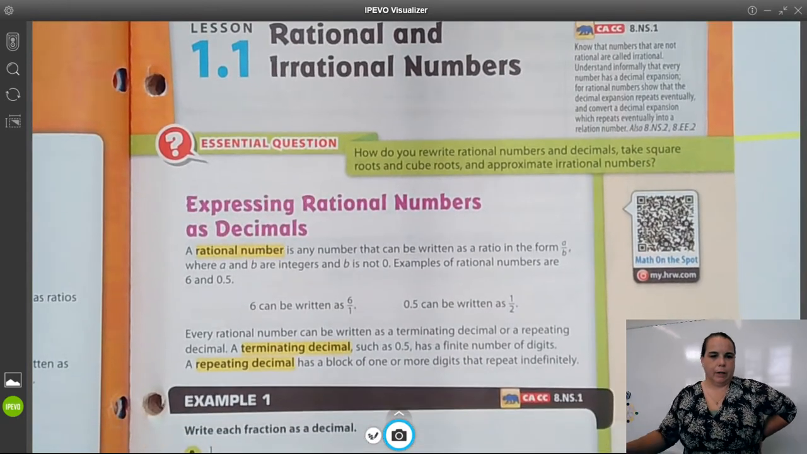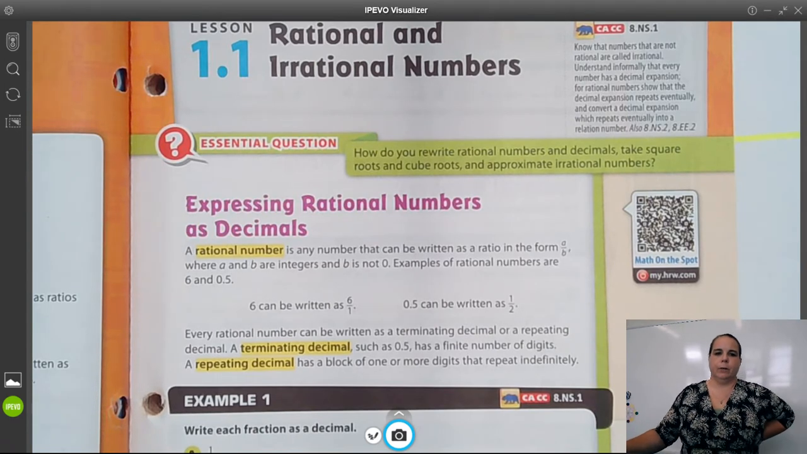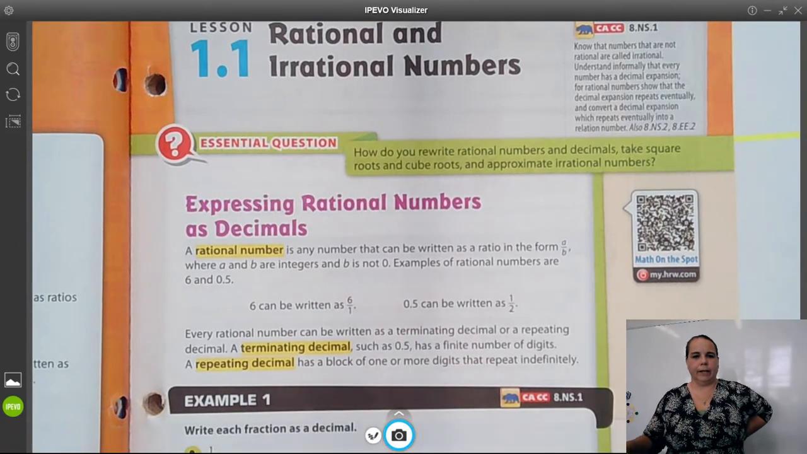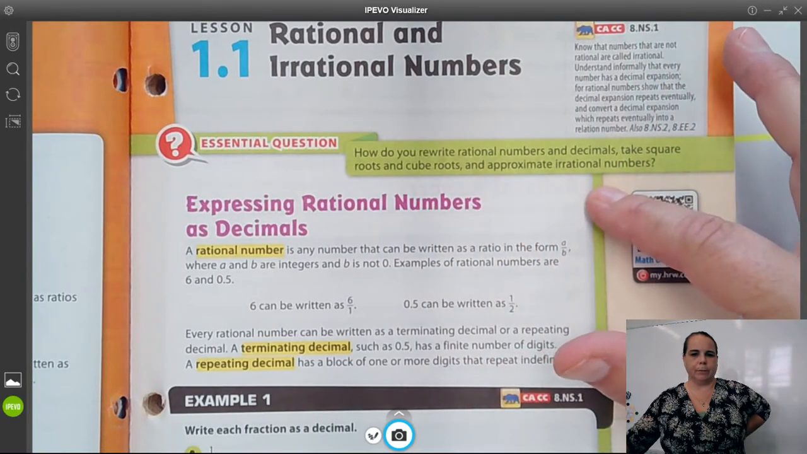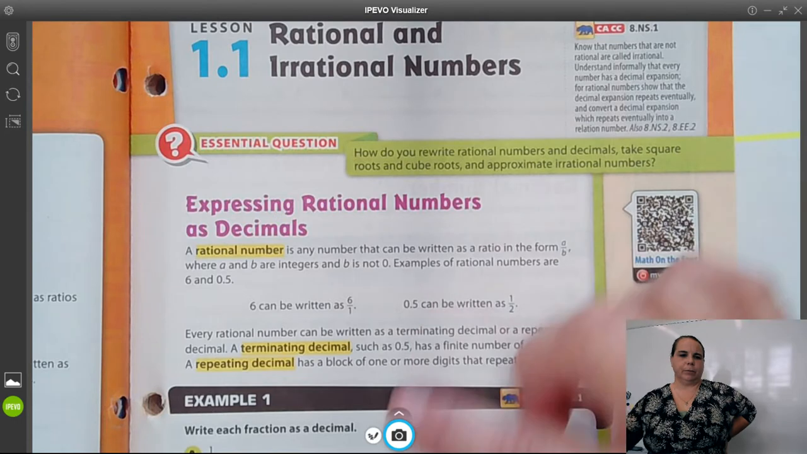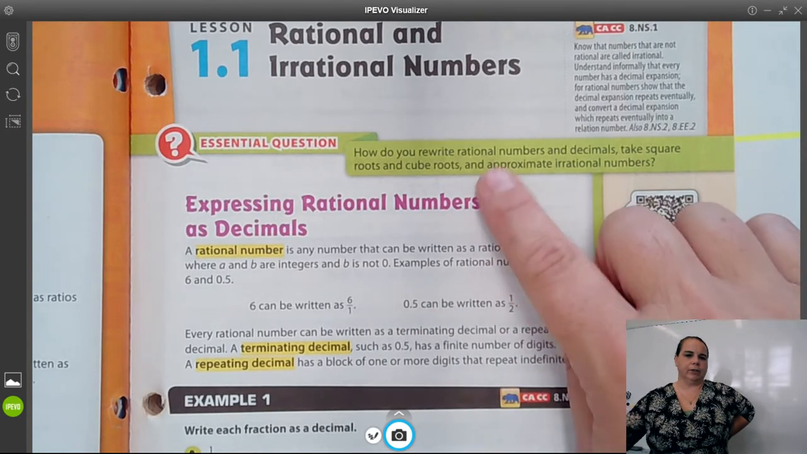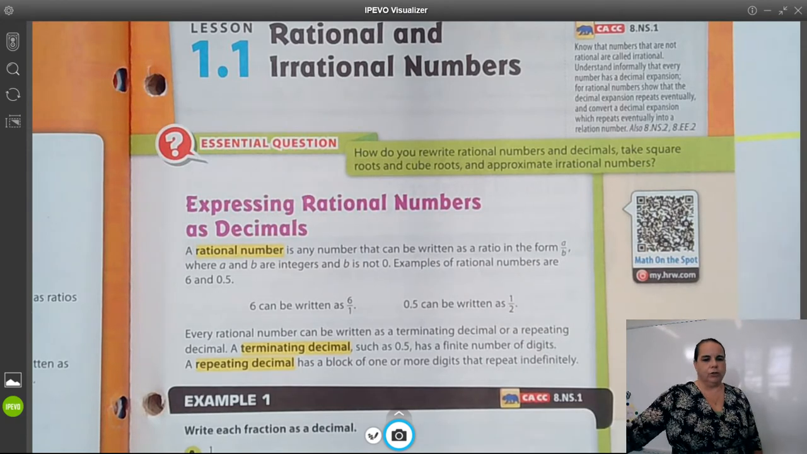All right, so looking at today's lesson for math, 1.1 rational and irrational numbers. So we're looking at how we are going to write rational numbers as decimals. We're also going to learn how to take square roots, cube roots, and approximate irrational numbers. We're going to do that step by step next week. This week we are working on rational numbers and decimals. So we're going to figure out how to show a rational number as a decimal.